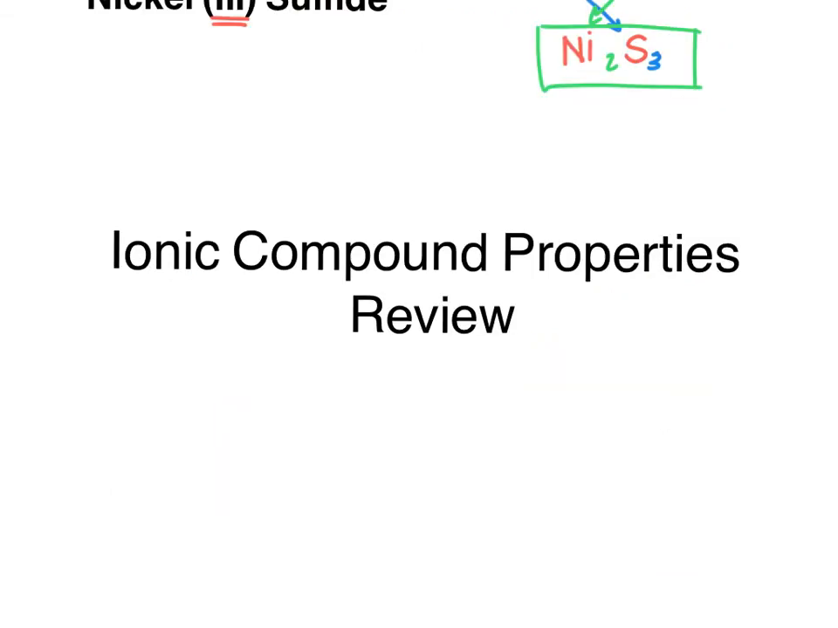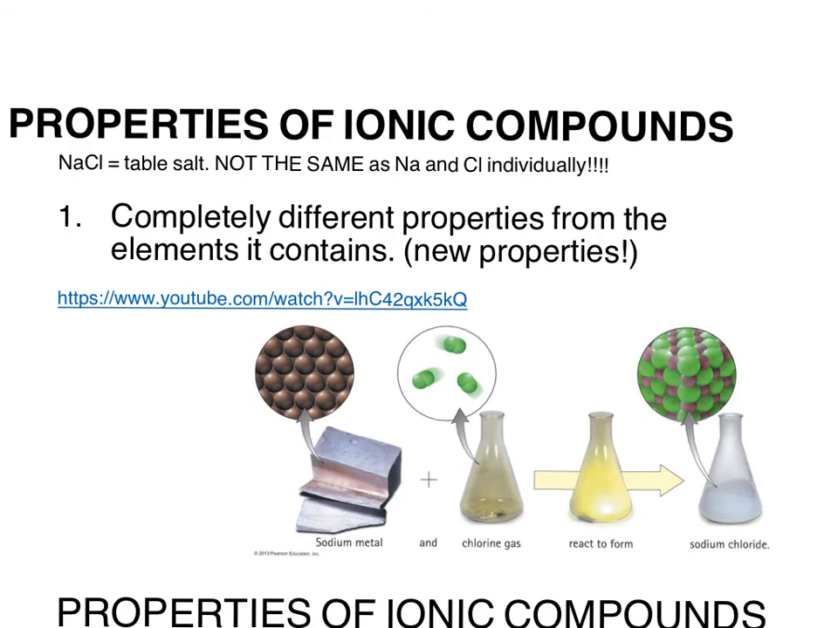Now that we've had a chance to review how to name and give the formula for ionic compounds, let's go over the properties quickly. The properties of my ionic compounds are, number 1, they are completely different properties from the elements it contains. So whatever I'm starting with, in this case sodium metal and chlorine gas, those are going to have completely different properties compared to my ionic sodium chloride. A great example is that I have a metal over here, I have a yellow toxic gas, but together I get something I can put on my fries, which is safe for me to eat.